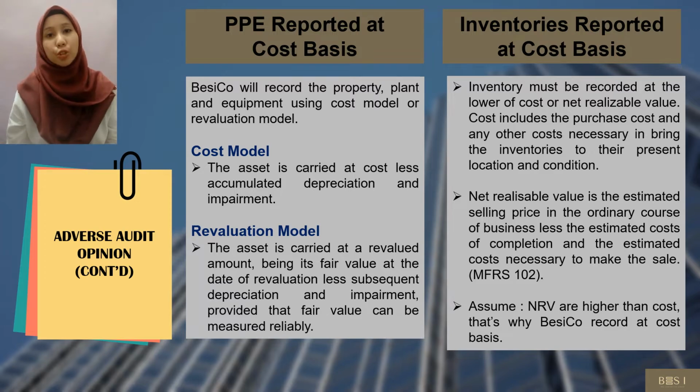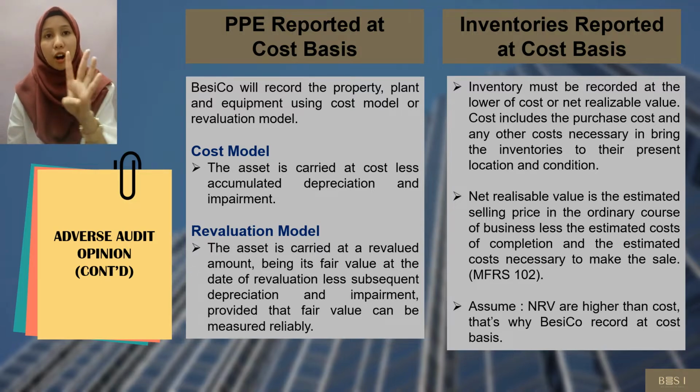The third audit query is about PPE reported at cost basis. Besi will record the property, plant and equipment using the cost model or revaluation model. If Besi uses the cost model, the asset is carried at cost less accumulated depreciation and impairment. If Besi uses the revaluation model, the asset is carried at a revalued amount, being its fair value at the date of revaluation less subsequent depreciation and impairment, provided that fair value can be measured reliably.